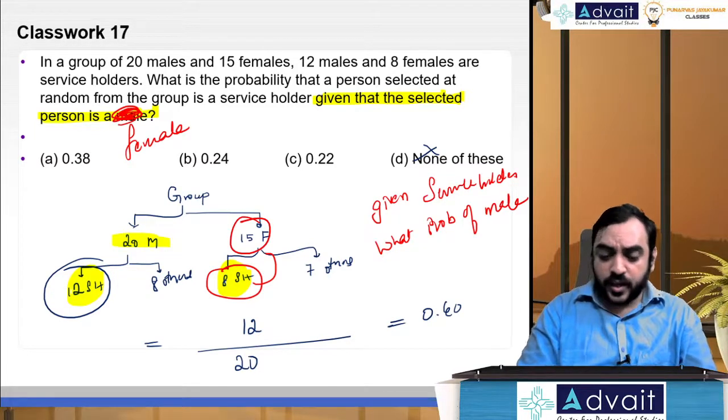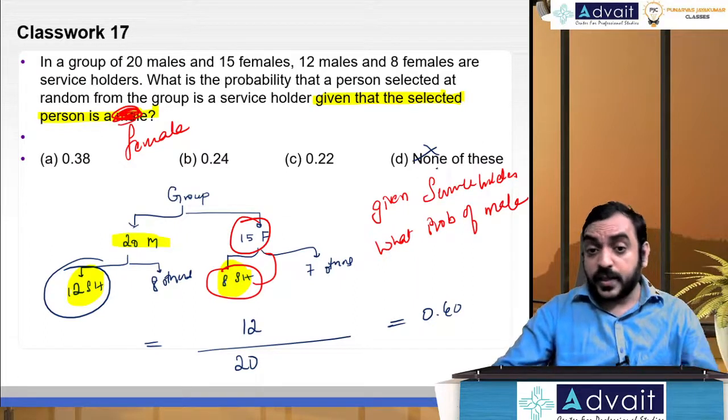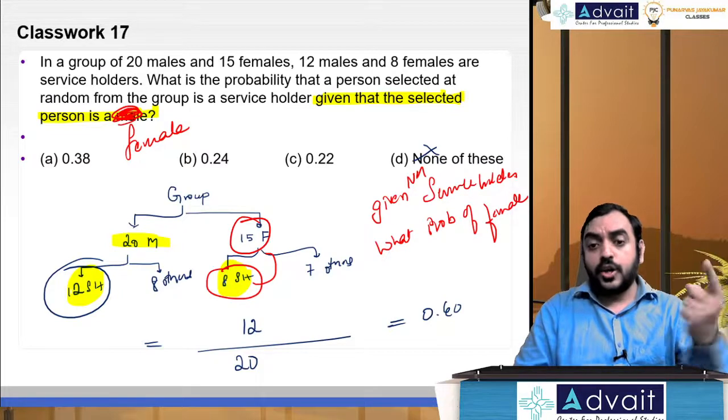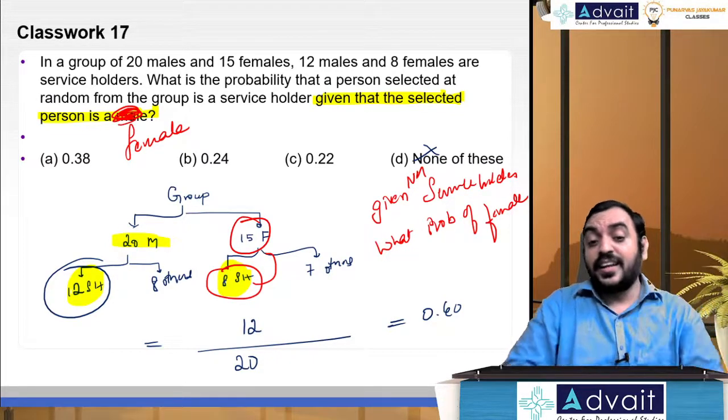Okay, hope you got the point. I'll ask one more last question, then I'll go further. Suppose, given that the person is a non-service holder, what's the probability of selecting a female? Listen to my question carefully. Given that the person selected is not a service holder, what is the probability of selecting a female?